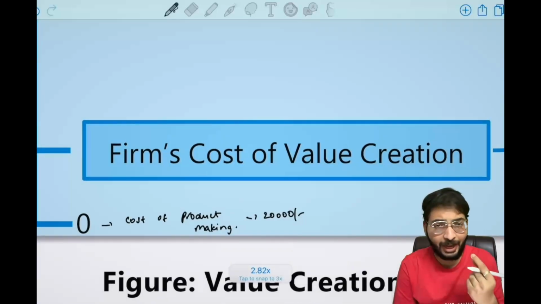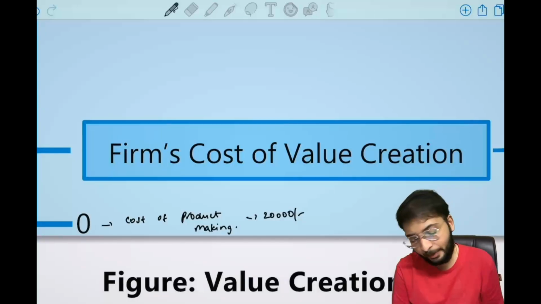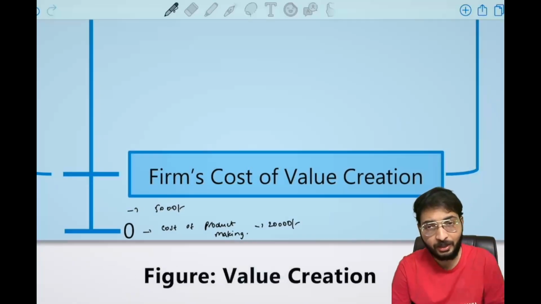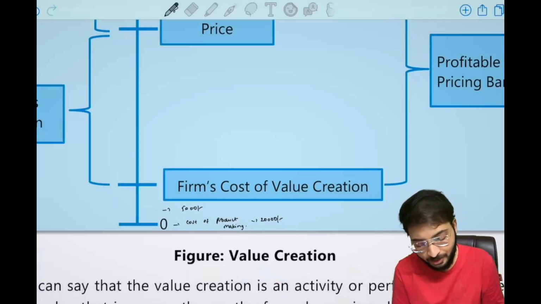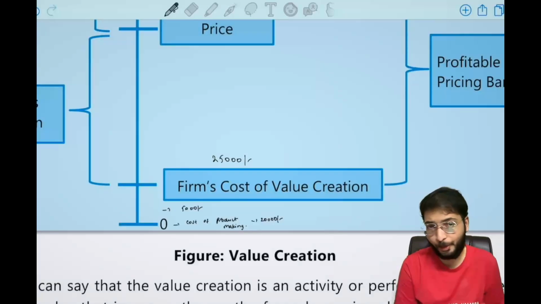The security is the value. Now, what is a firm's cost to create that particular security? It might be, say, for our easy purpose, I'm saying 5,000 rupees. Now, what is the total cost which will happen to Apple? It is 25,000 rupees. This is the firm's cost to create that value. So it is value creation, 25,000.